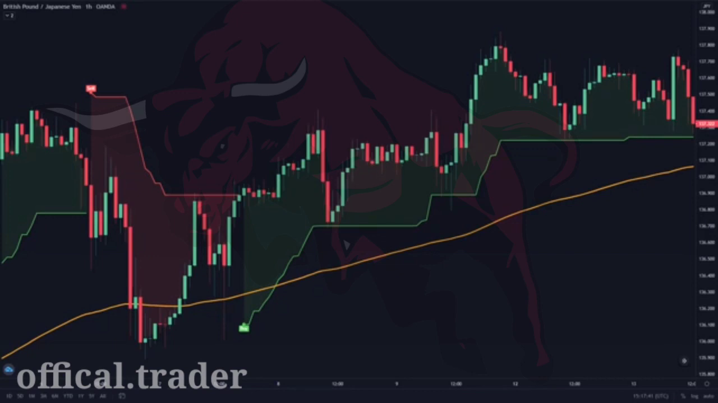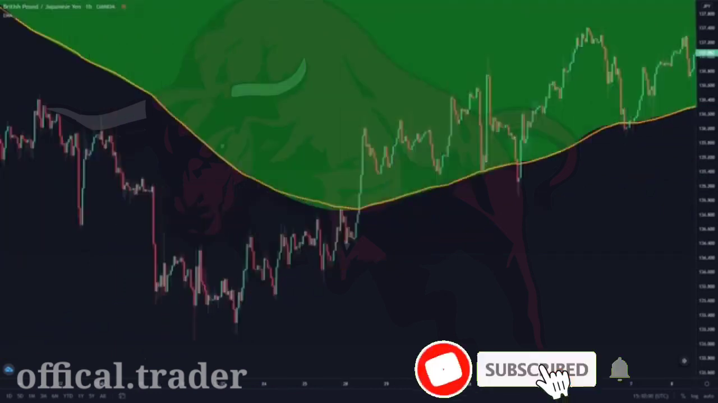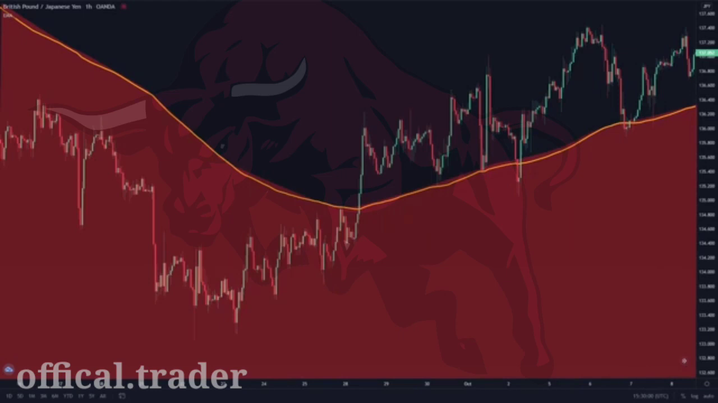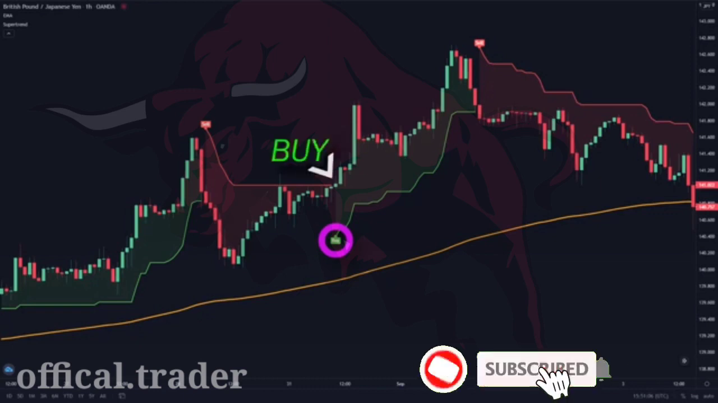And the way you combine the 200 EMA with other indicators is very simple. If the price is above the 200 EMA, you only take buy positions. And if the price is below the 200 EMA, you only take sell positions. So let me give you an example. If an indicator, in this case the super trend, gave a buy signal while the price is above the 200 EMA, you take a buy position.